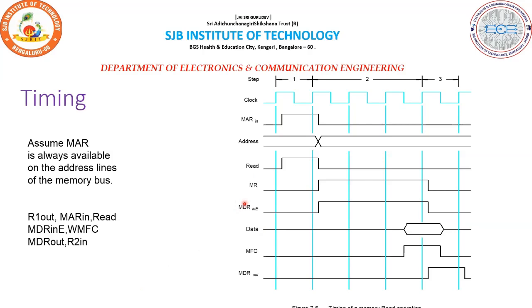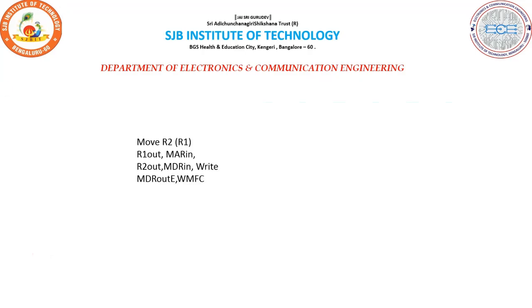That is, move the content of R2 to the memory location specified by the R1 register. This requires the following sequence: R1out, MARin. This operation is for write. Earlier we discussed the read operation from the memory. Writing a word into a memory location follows a similar procedure. So the desired address is loaded into the MAR register from R1out to MARin.